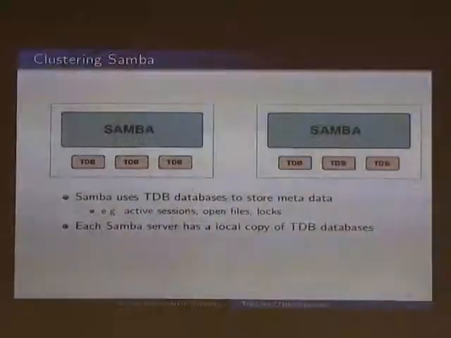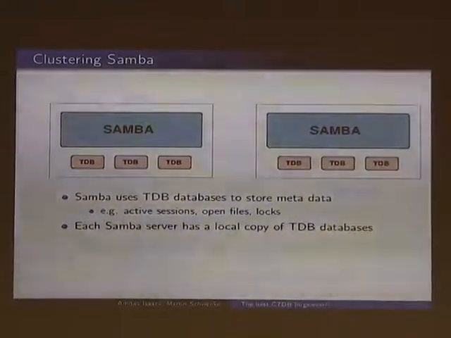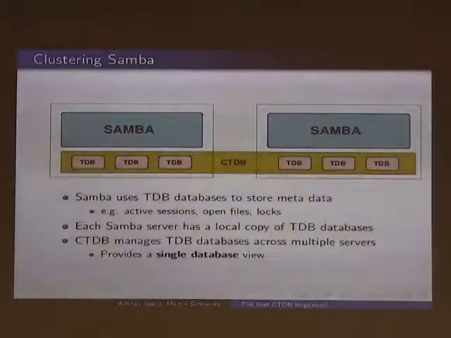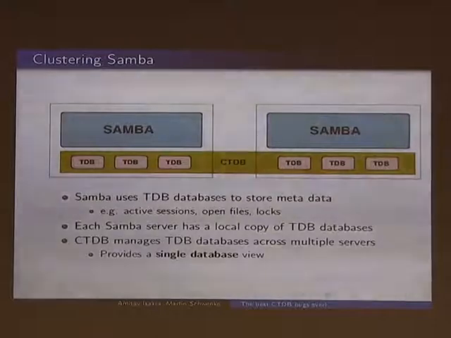So let's add one more Samba server. Now we have two Samba servers with their individual databases. Each one has its own copy. Somehow we have to make sure that these databases work together. That's what clustering is all about, and that's where CTDB comes in. It tries to manage these databases across the whole cluster, across different nodes, and provide a single database view for each Samba instance running on a node.